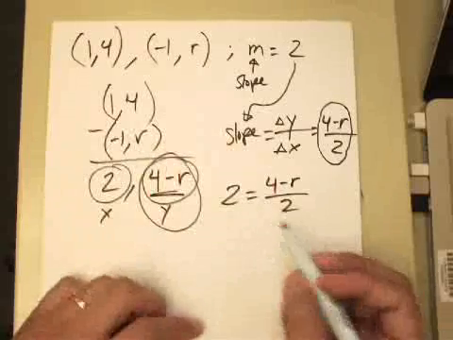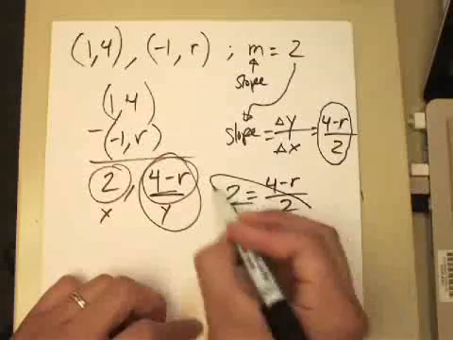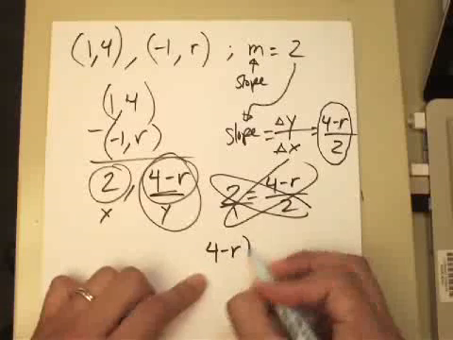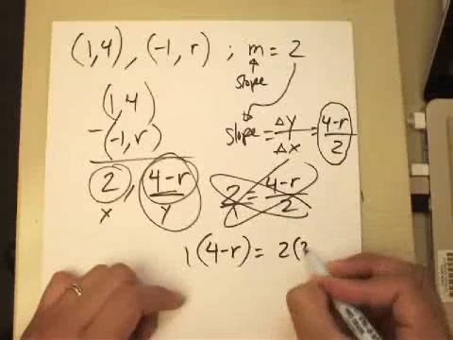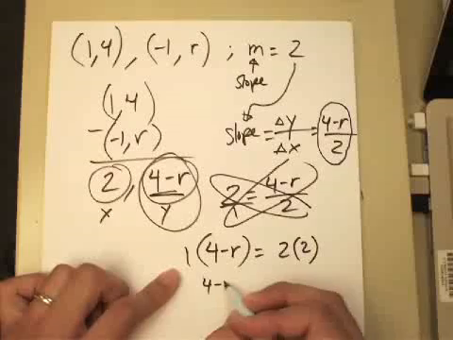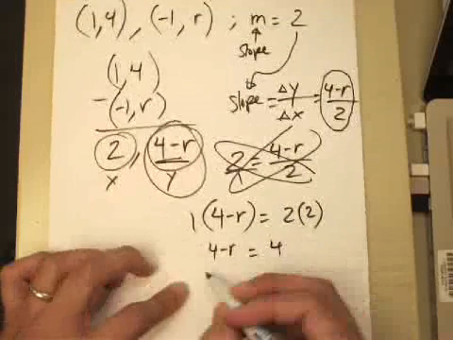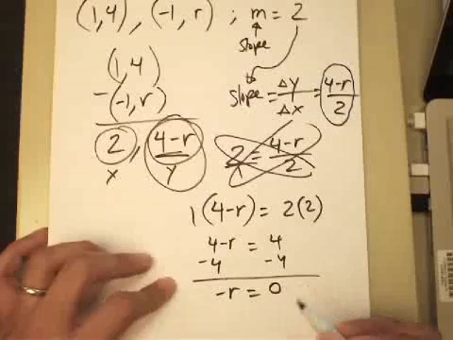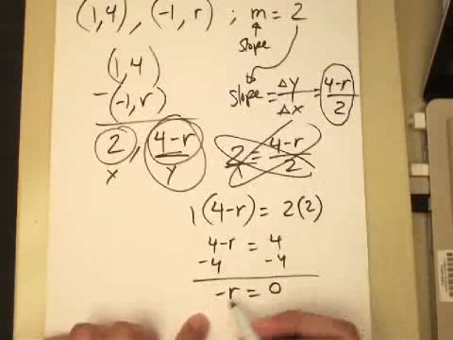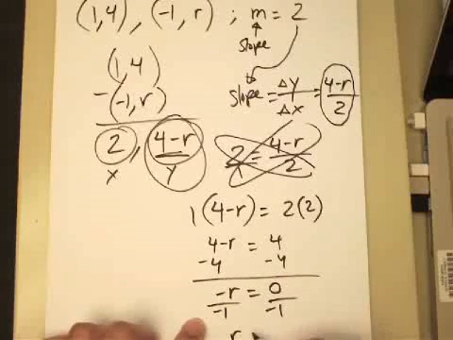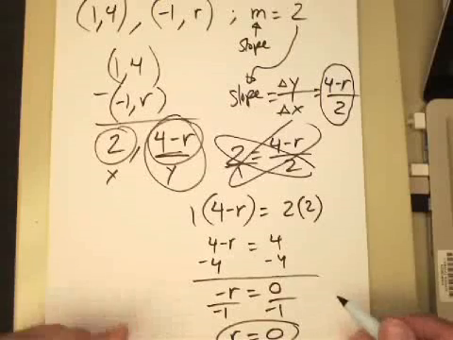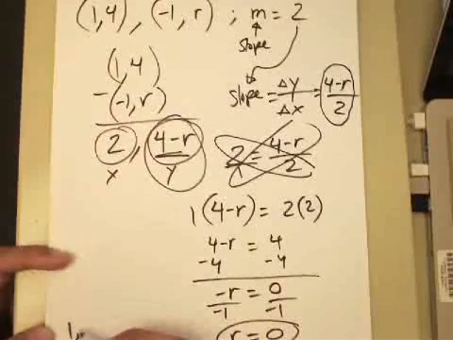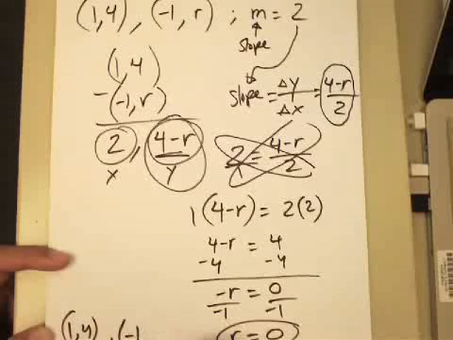And since we have a fraction on both sides, the best way to do it is cross multiply. So that's going to become (4 minus r) times 1 equals 2 times 2, right? This 1 times anything is just itself, equals 2 times 2 is 4. Subtract the 4. That will give you negative r equals 0. And obviously, if you want to get rid of this negative, you can divide by -1 on both sides. So r is 0. So what you just found here is the missing coordinate up here. So your complete point is going to be (1, 4) and (-1, 0).